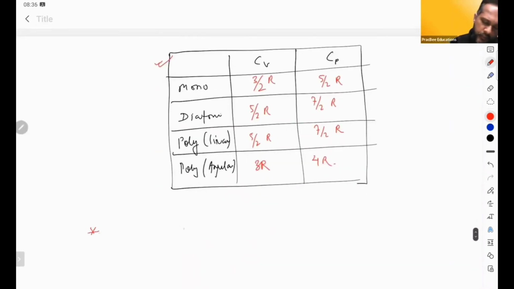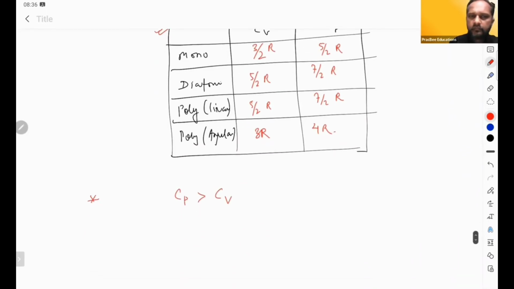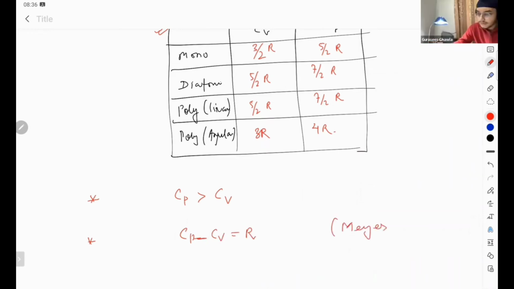See, if you look here, then you will realize that Cp is greater than Cv. You will also realize that Cp minus Cv is equal to R. This is called Mayer's formula. Right.